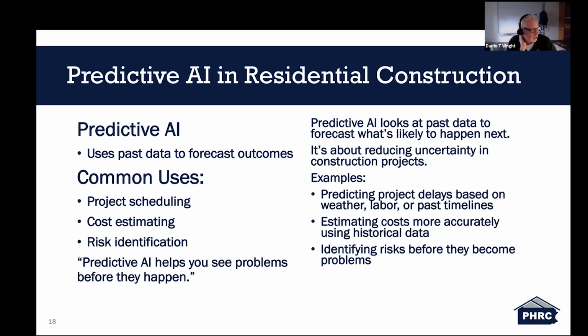Common uses are project scheduling, cost estimating, and risk identification. And then predictive AI helps you see problems before they happen, like what I just said about the weather. It learns to foresee things, and it learns how you operate as an individual as well.